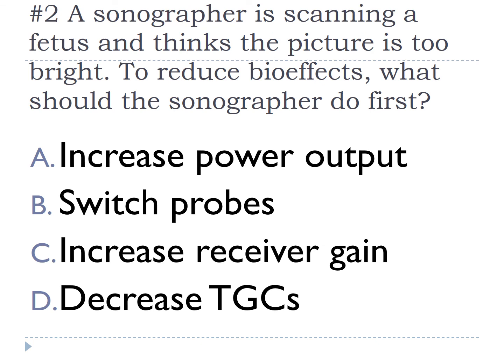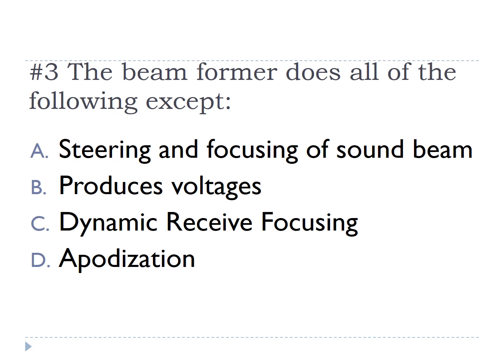Number 2, a sonographer is scanning a fetus and thinks the picture is too bright. To reduce bioeffects, what should the sonographer do first? A, increase power output, B, switch probes, C, increase receiver gain, or D, decrease TGCs. Number 3, the beamformer does all of the following except A, steering and focusing of sound beam, B, produces voltages, C, dynamic receive focusing, or D, apodization.